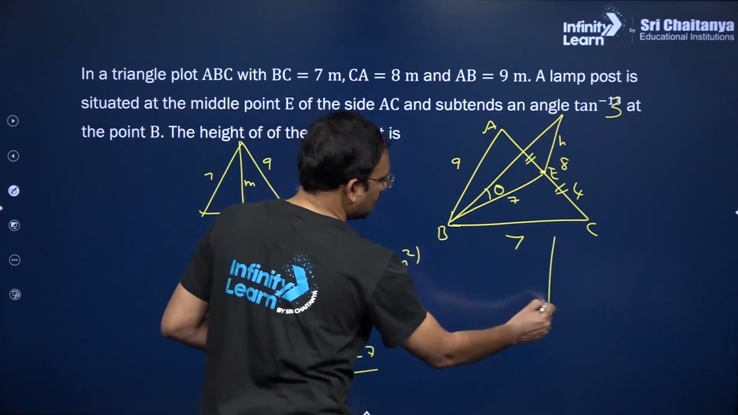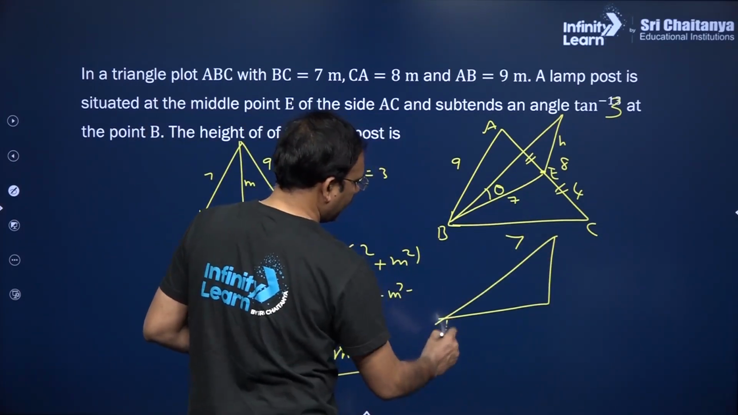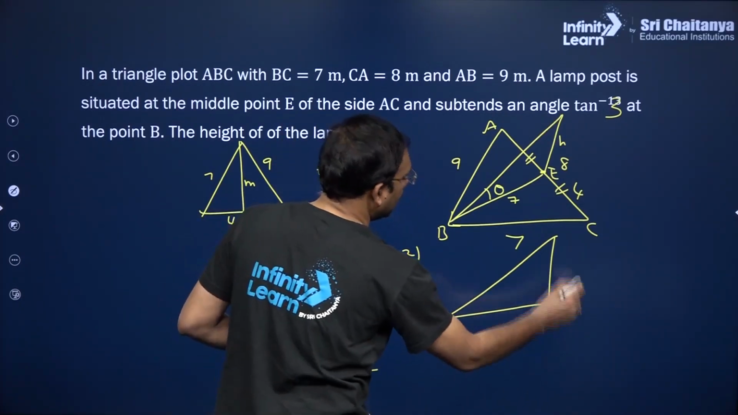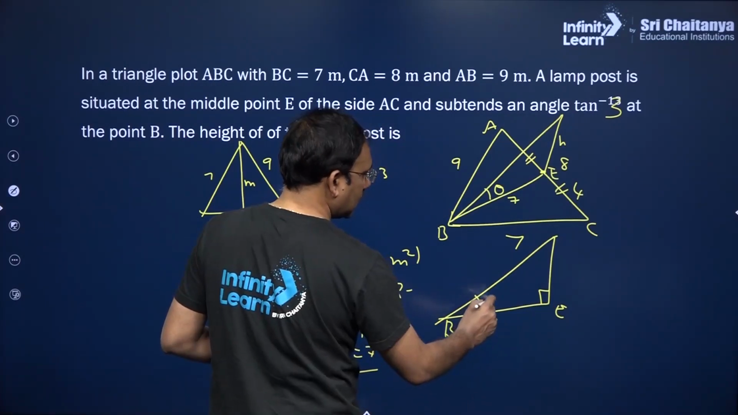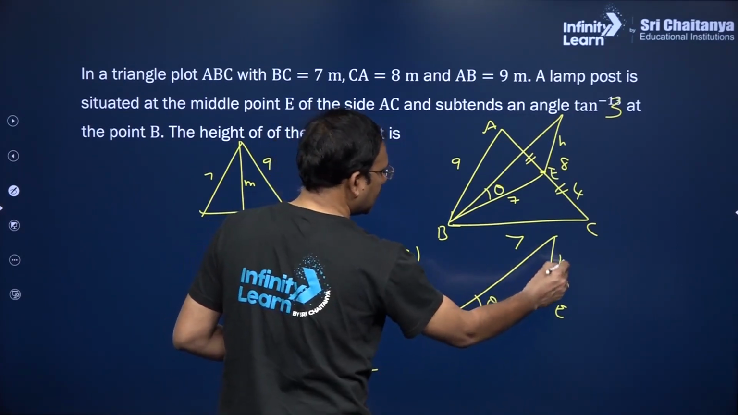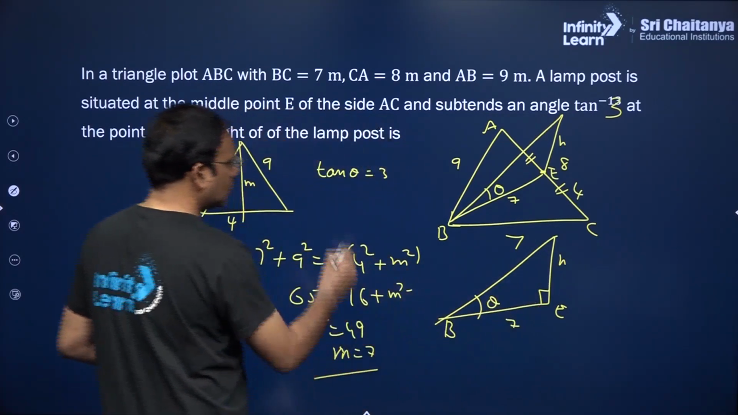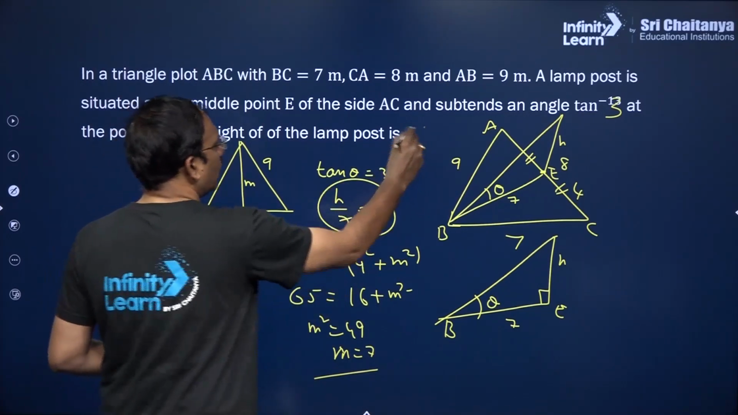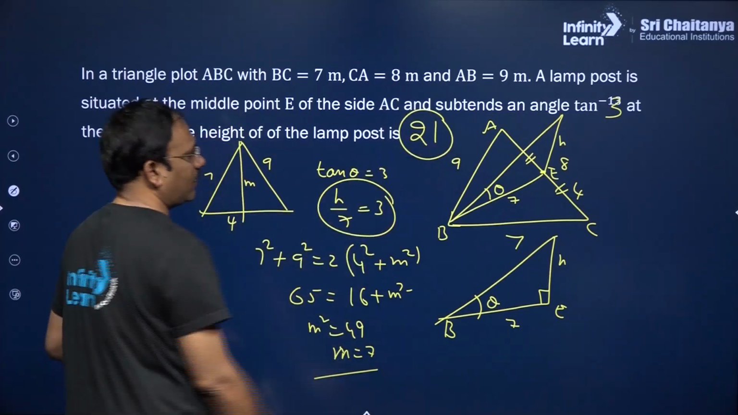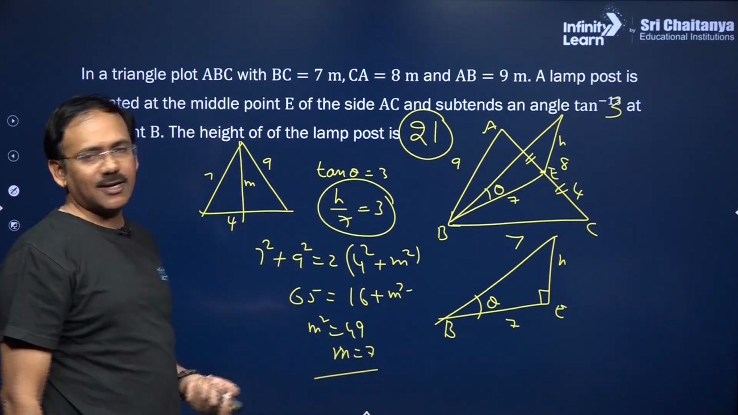Now you just see this right angle triangle where this is B, this is E, this is some other point, here 90 degrees, here tan theta is equal to 3, and the base I want is 7. So H by 7 is equal to 3, H is going to be 21 units, my dear friends, meters, because the others are in meters.